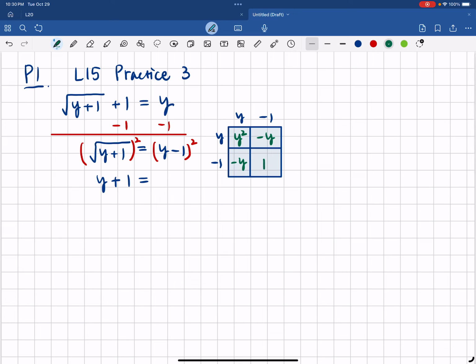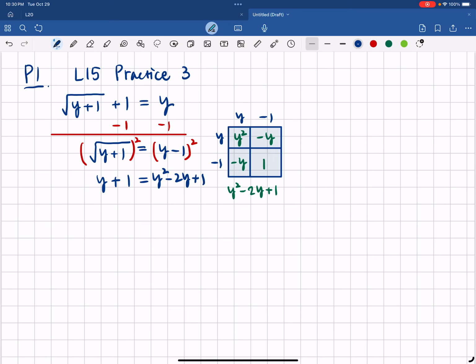That's your right-hand side. And when you add them up, notice that these two are like terms. So you're able to combine them. If you add them, you're going to get y squared minus 2y plus 1. Let's put that on the right-hand side. Okay, so this is our equation so far.